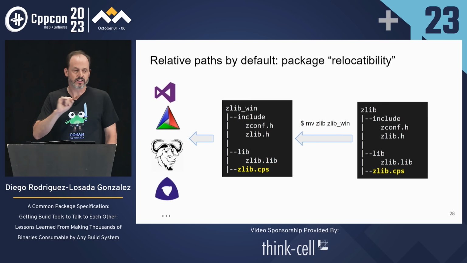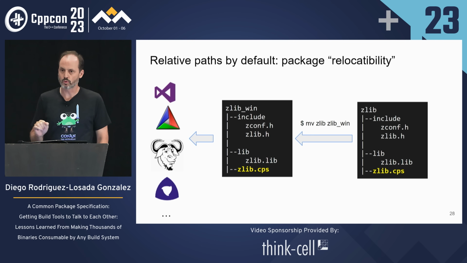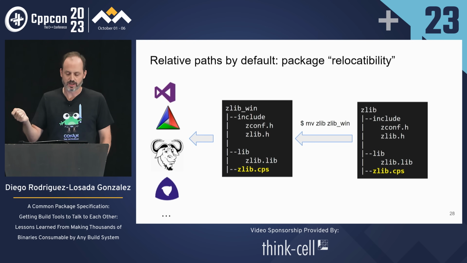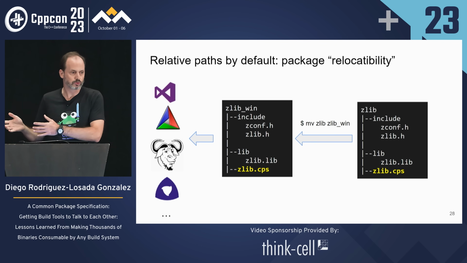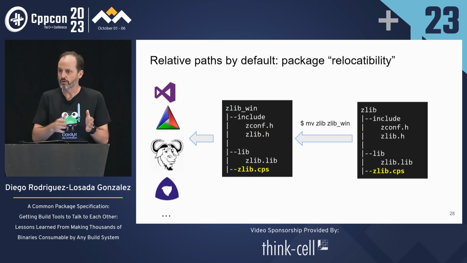Okay, and the other part about the include directories is that they are relative paths in general, because one interesting property of packages is the capability that we can relocate them. So if we have a package on disk, we should be able to move this package to another location, and we should be able to consume this package in the new location, exactly the same as we did with the previous one, without necessarily having to pre-process or change the CPS in any way. So if the paths are relative, we can just move and reuse the whole package with the CPS in the new location transparently without doing anything else.